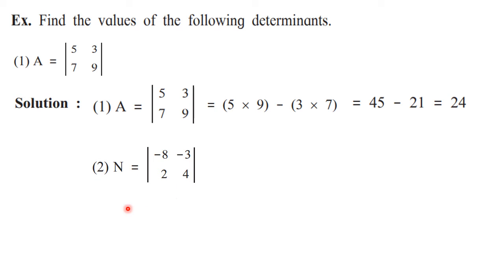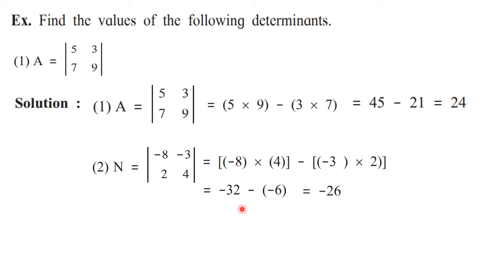See, one more I have taken, second determinant, which is represented by n. So here also negative values are there, so I have taken minus 8 into 4 in first bracket, minus 3 into 2 in second bracket. So minus 8 into 4 is minus 32, and this minus into this minus is going to give you plus. So minus 32 minus of minus 6, that will give you minus 32 plus 6, which is minus 26, correct? So this way you are going to find it.